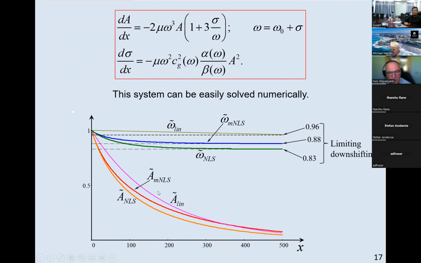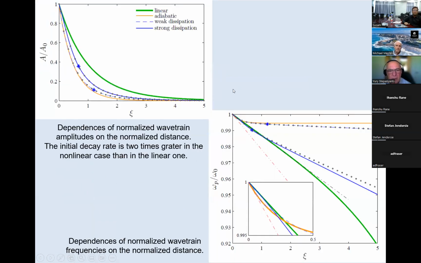And within the framework of this modified theory, we have such a red line. Initially, the decay rate of amplitude is 2 times greater than within the framework of linear theory. Here you can see also what happens with the frequency shift within the simple theory and within the modified asymptotic theory in comparison with the linear theory. Similar results were obtained by direct numerical solution of the nonlinear Schrödinger equation.